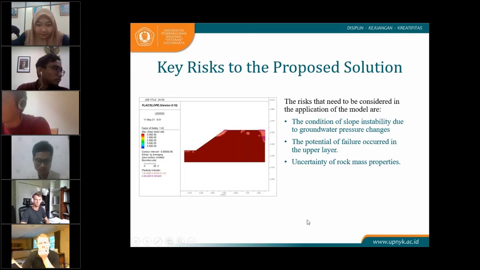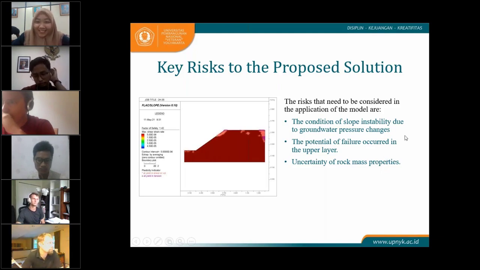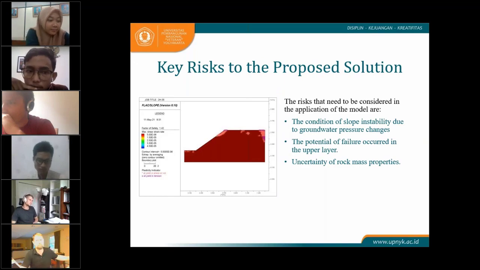From the computing using FLAC in the left picture, we can see that the tension and shear plasticity indicators accumulate in the slope face from the ground surface down to about 100 meters. The rock mass properties showed that the upper layer has the weakest strength in the rock mass in terms of friction angle, cohesion, and tension. And third, uncertainty of rock mass properties. The uncertainty is shown with statistical data and computing of probability of failure. Next slide.